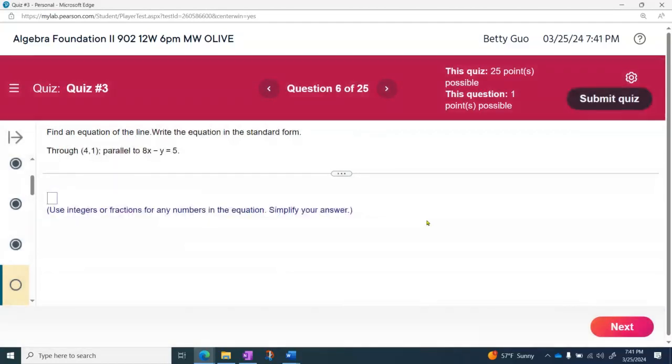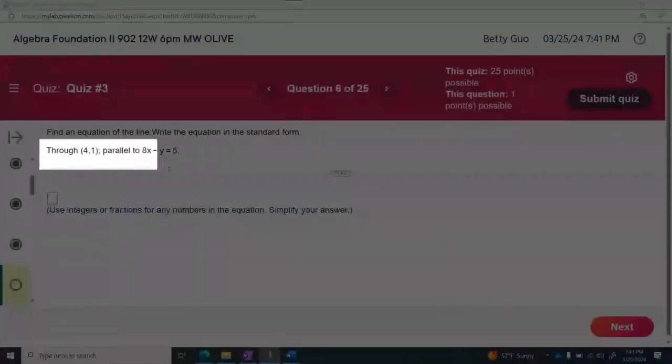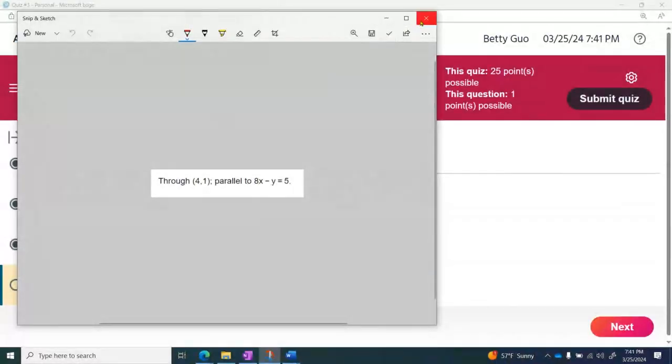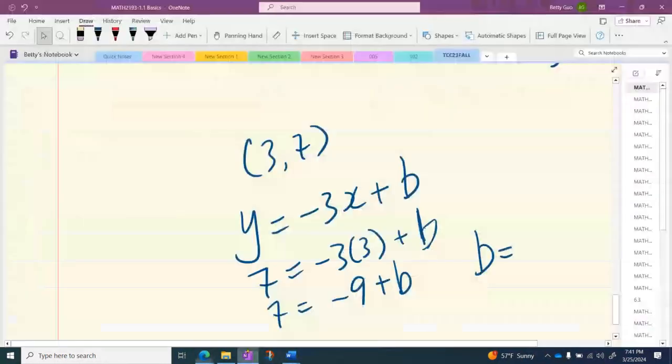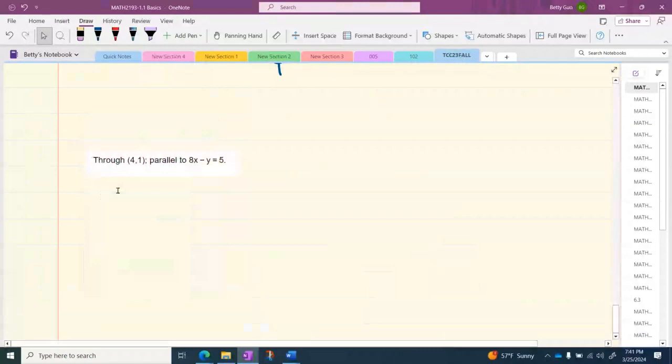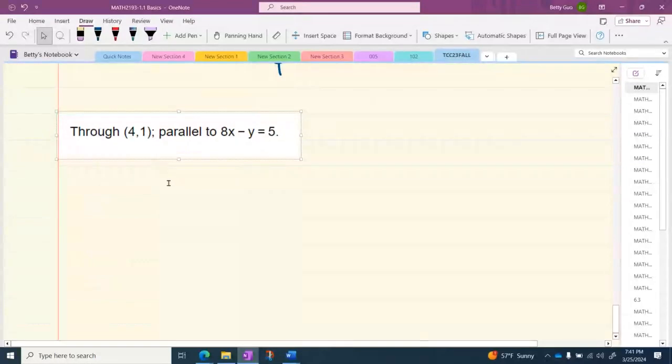Next. Find an equation of the line, write the equation in the standard form. Well, this time is the standard form, okay? Parallel to that, I'm going to process this problem on my scratch paper. We're looking for a straight line in the standard form. And the line must pass through 4, 1 and be parallel to the given straight line.